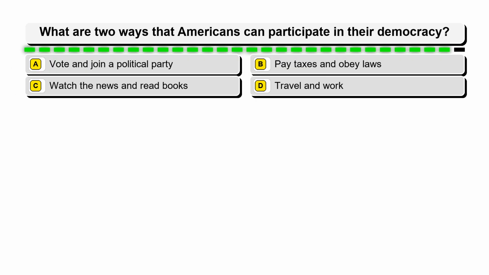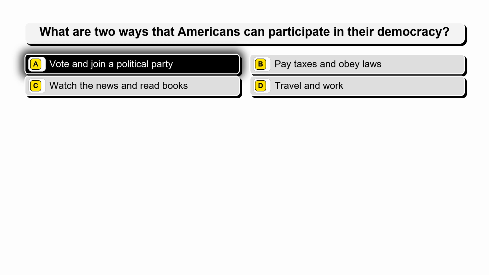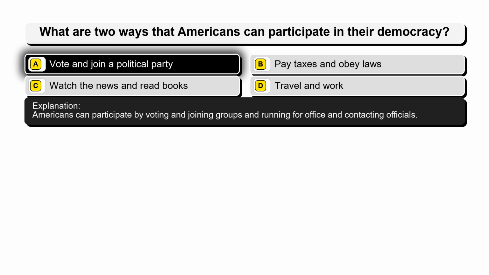Question 89. What are two ways that Americans can participate in their democracy? Option A, vote and join a political party. Option B, pay taxes and obey laws. Option C, watch the news and read books. Option D, travel and work. The correct answer is option A, vote and join a political party. Americans can participate by voting and joining groups and running for office and contacting officials.